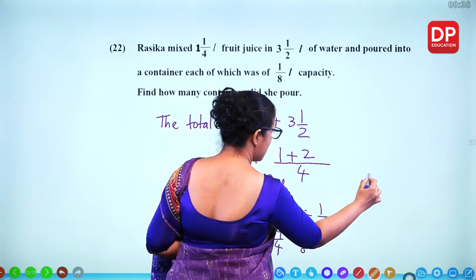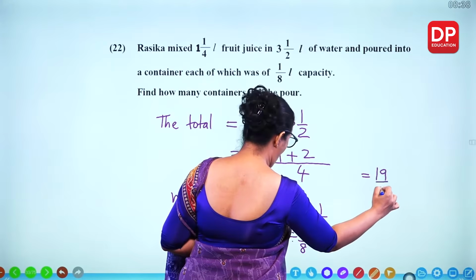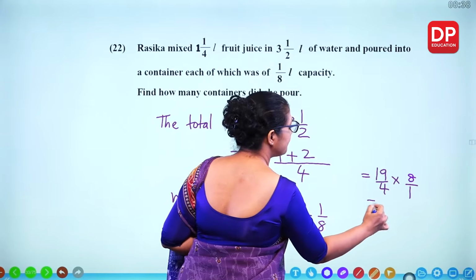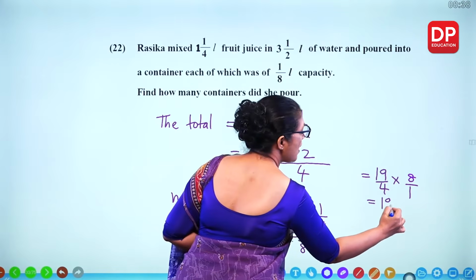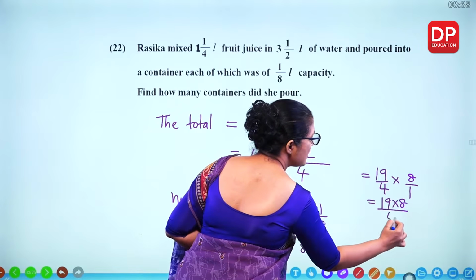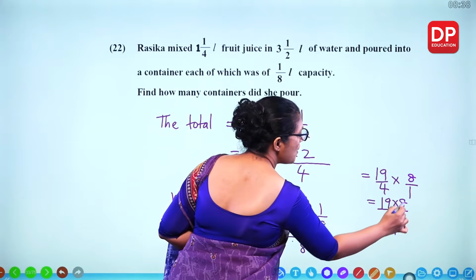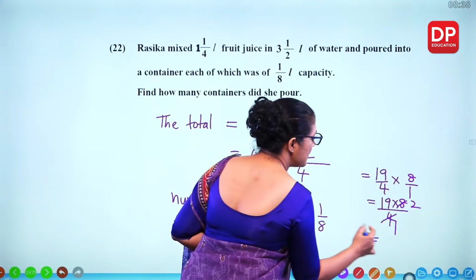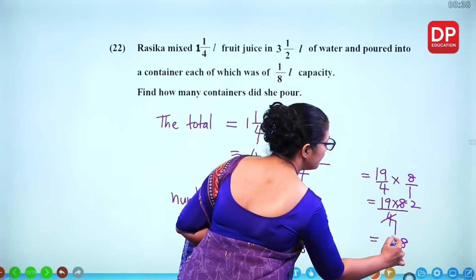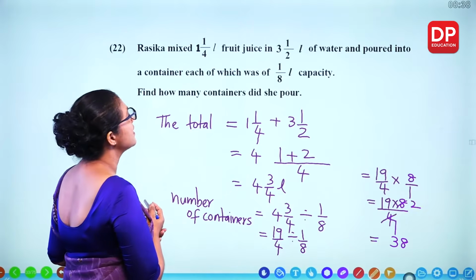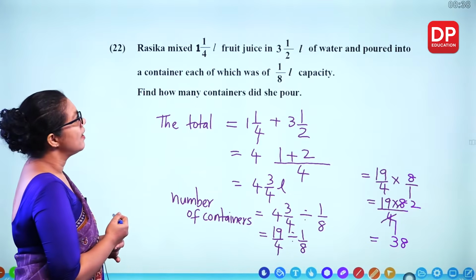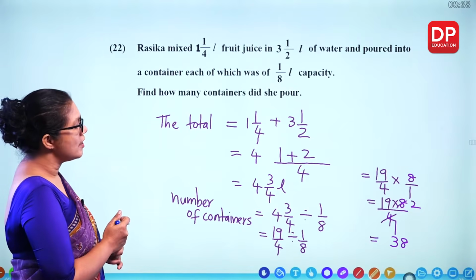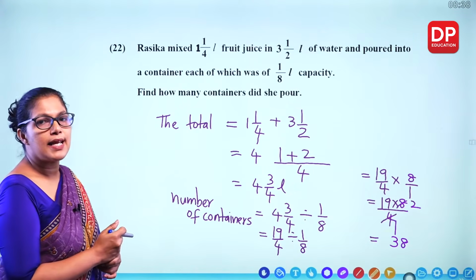You can write 19 over 4 multiplied by 8 over 1. When you multiply the numerator separately and the denominator separately, 4 times 1 and 4 times 2. So 2 times 19. 38 containers are there. So we can fill the fruit juice mixture into 38 containers.